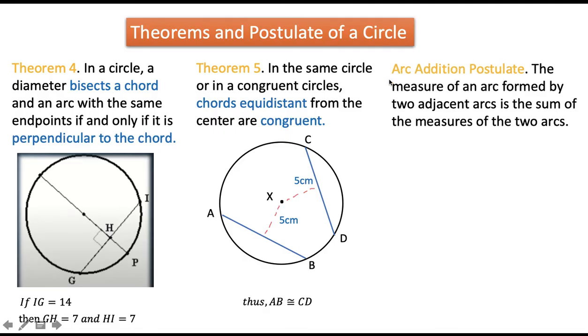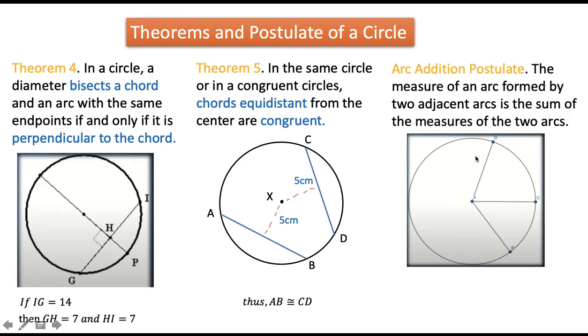Arc addition postulate states that the measure of an arc formed by two adjacent arcs is the sum of the measures of the two arcs. So in our given circle, we have here an angle DAB. If angle DAC is 70 degrees and angle CAB is 30 degrees, to find the measure of angle DAB, simply add these two angles. So DAC is 70 degrees, CAB is 30 degrees. Therefore, our angle DAB is 100 degrees.